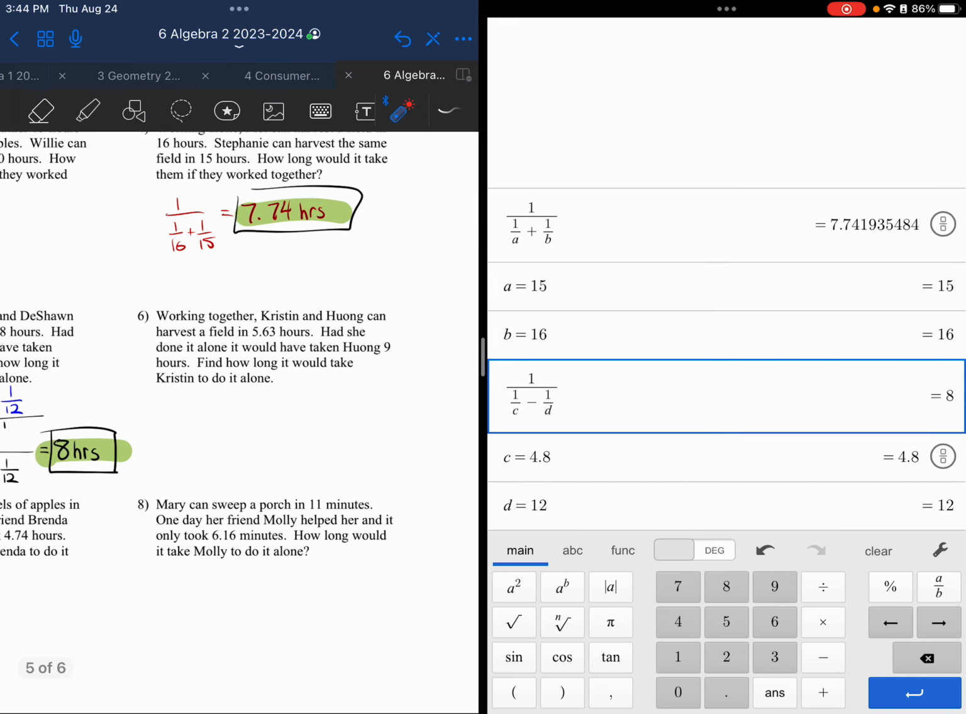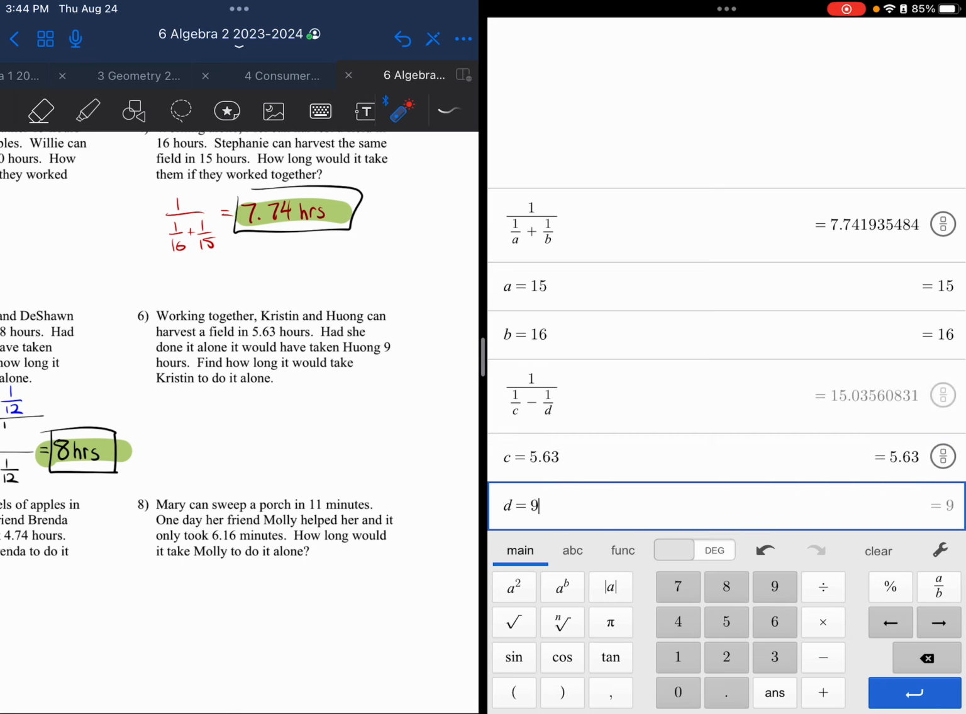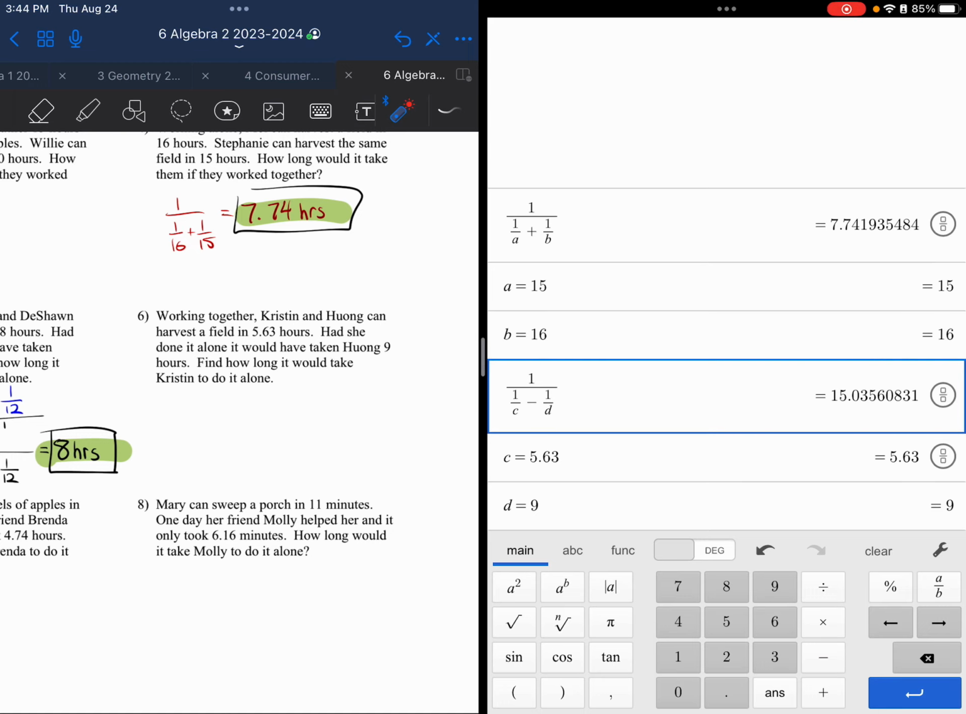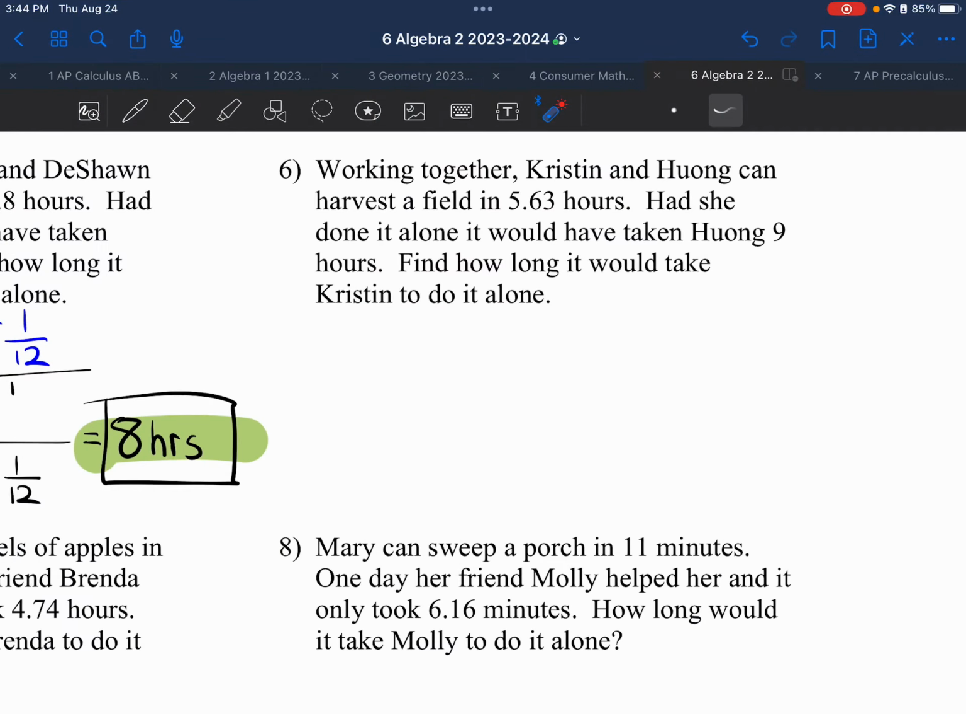So let's go ahead and use our fancy formula to try to do this next one. So the together rate now is 5.63. So I'm going to come back here and enter 5.63. And the single rate is 9. So come back here and enter 9. And you can see up here in this box, we get 15.04 roughly. So I'm going to come over here and say 15.04 hours.